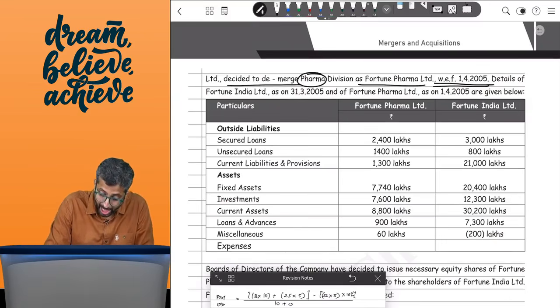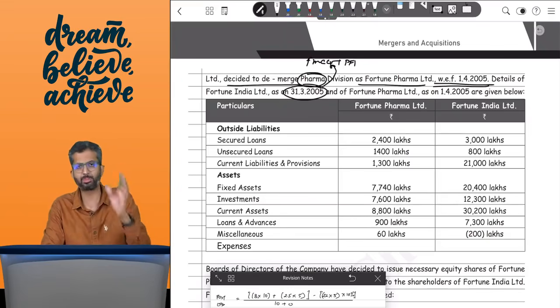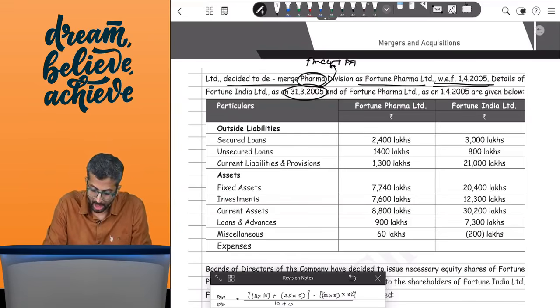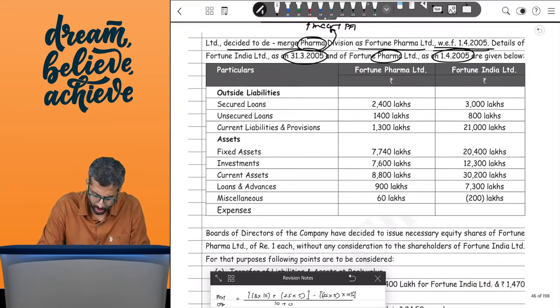Details of Fortune India as on 31st March 2005. You guys tell me, 31st March 2005 will include what? Sir, both FMCG plus pharma. If this was Fortune India data given on 1st or 2nd April 2005, it would only be FMCG. And Fortune Pharma as on 1st April 2005, this is only the pharma division, are given below. Your outside liabilities, loans, current liabilities, fixed assets, investments.